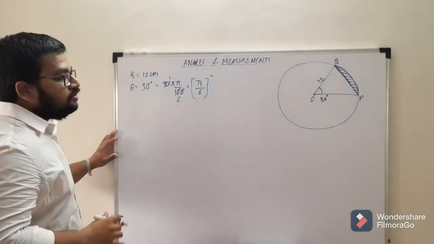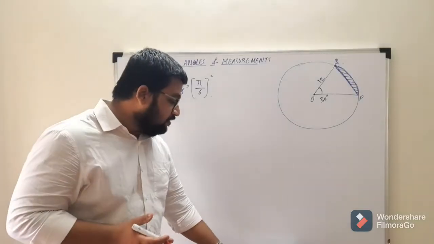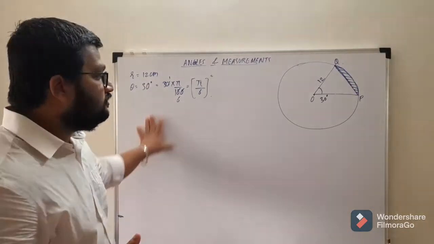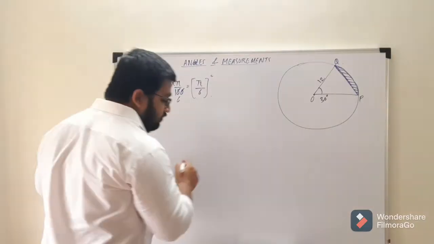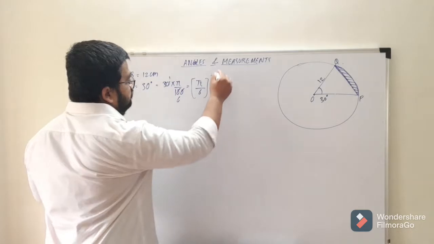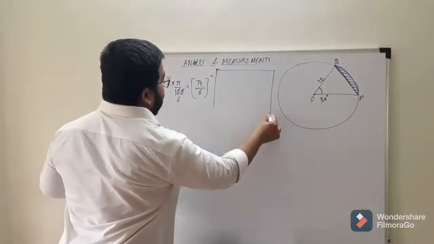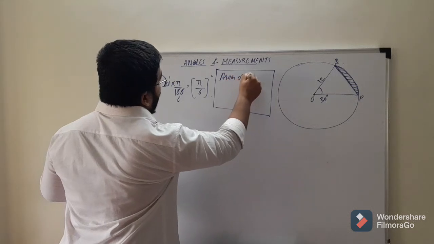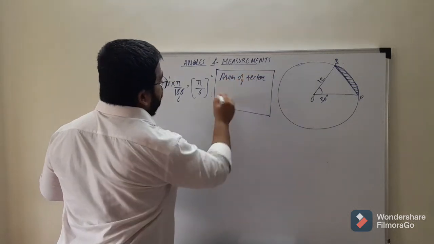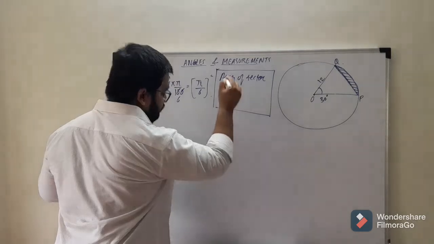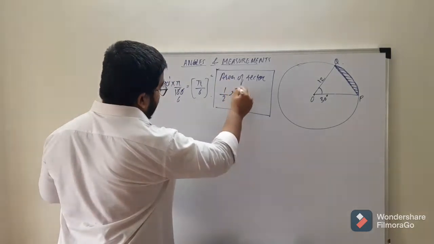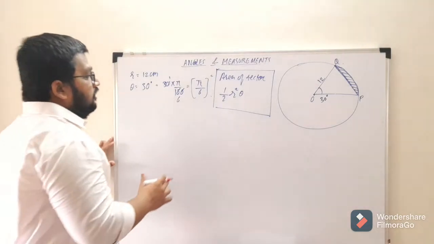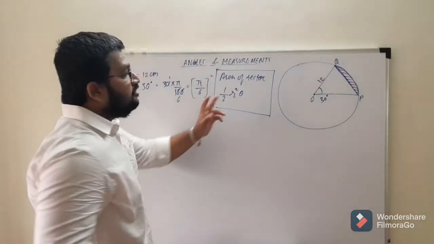Okay, so what will we do now? They have given us all the data. We have written it down here. So the formula is 1 by 2 r square theta. Okay, so I'll write it here. For area of sector, formula is 1 by 2 r square theta. This is our formula. So what will I have to do? Now 1 by 2 r square theta is area of the sector.